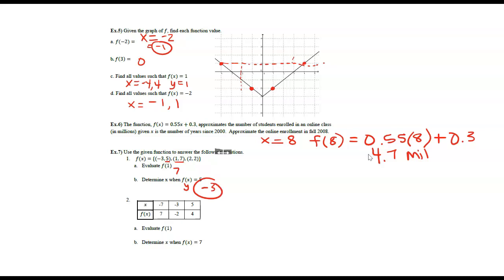Similarly here, evaluate f of 1. This video is actually just about to end, so I'm going to have to cut it off here. I will leave that one to you, but ask me if you have questions or if you'd like to see a video of it.